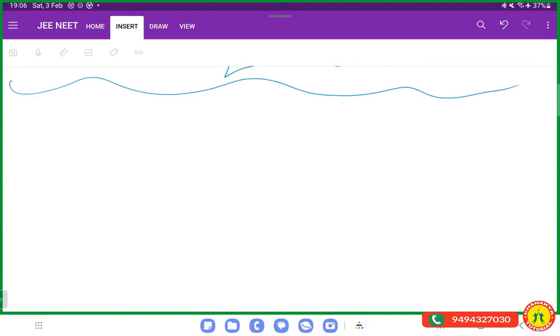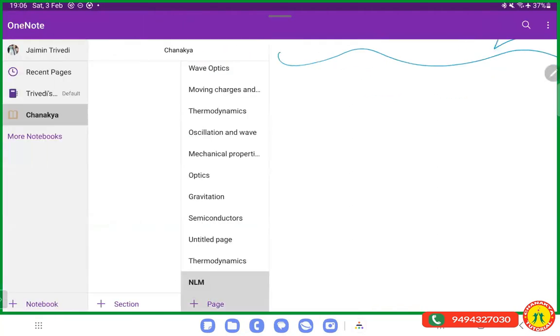Okay, so let's start with one. Okay, I need a new page.